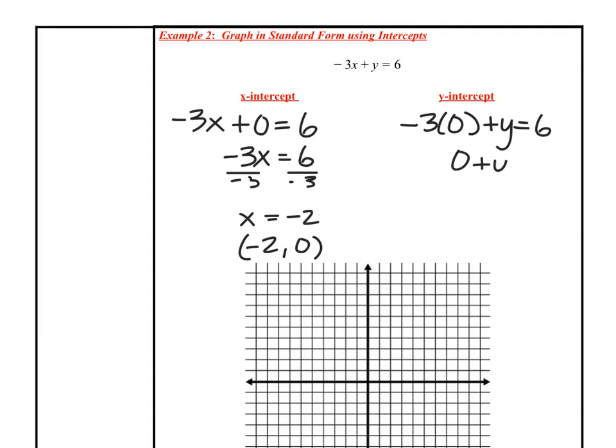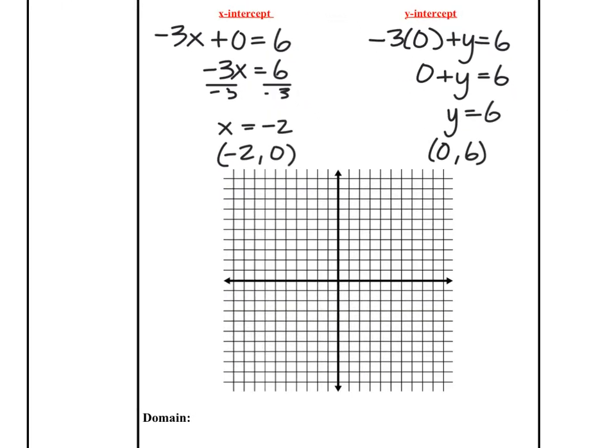Okay, that's just 0. Oh, this one was easy. y equals 6. So my y-intercept is (0, 6). Again, I'm writing it as a point. And now I'm going to take these 2 points and graph them. It only takes 2 points to make a line. So I can go (-2, 0), right here. (0, 6) is my y-intercept. So (-2, 0) was on the x-axis because it's the x-intercept. (0, 6) is on the y-axis because it's a y-intercept. And now I connect those with a line.